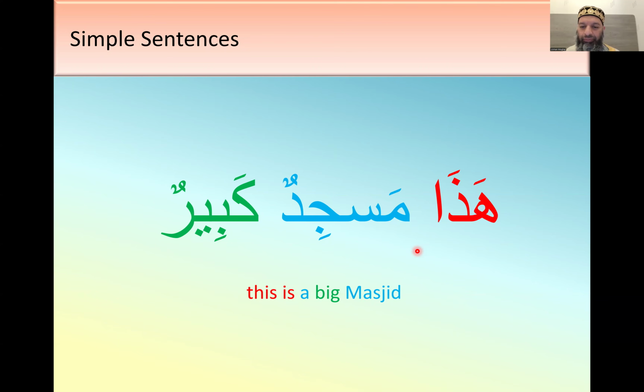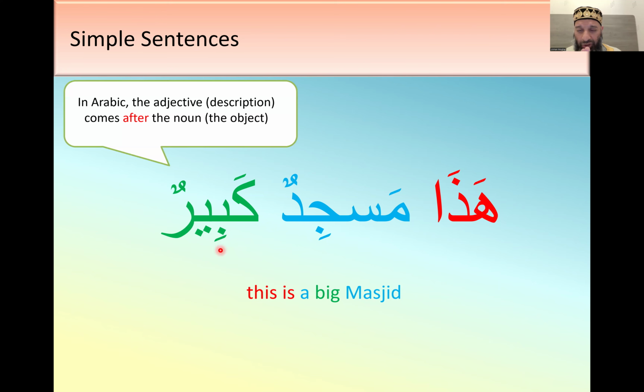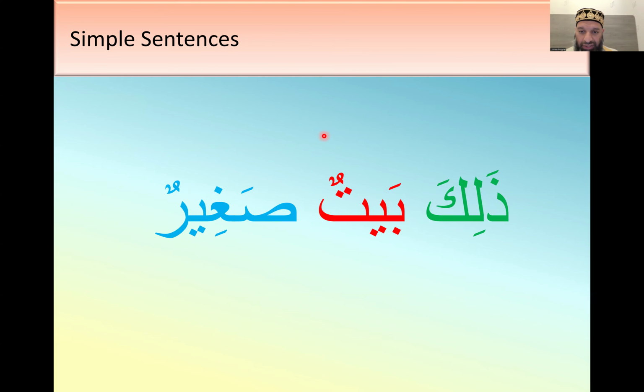Okay. So this is a masjid, big. So that's the way you're going to say it in Arabic. Before I show you the other example, it's written here. In Arabic, the adjective description comes after the noun. We will see some examples, inshallah, from the Quran to further illustrate and emphasize this.